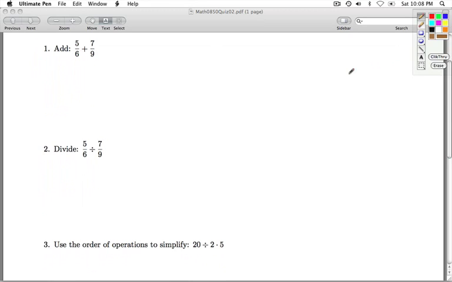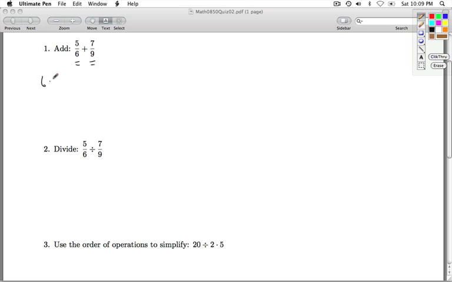The first problem, we're asked to add two fractions. We notice that the denominators of these two fractions are different, so the first thing we'll have to do is come up with a common denominator. So we need to find a number that is a multiple of 6 as well as a multiple of 9.